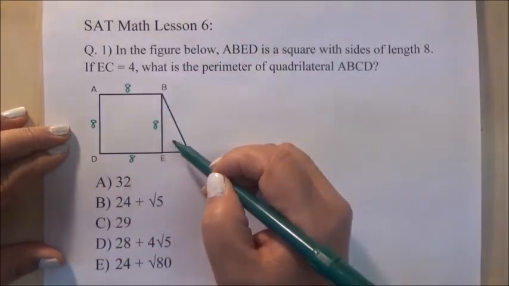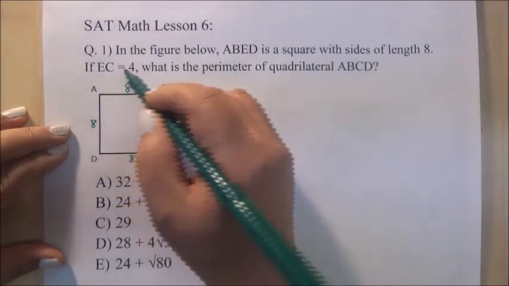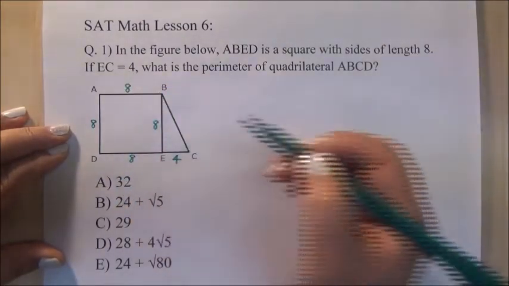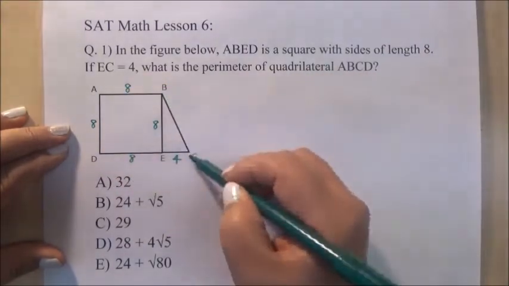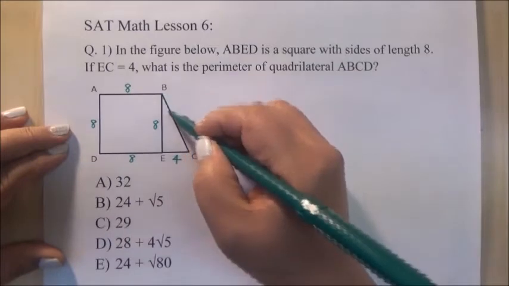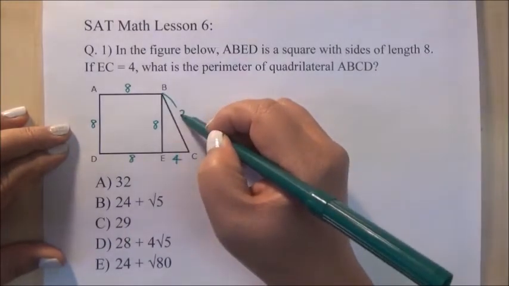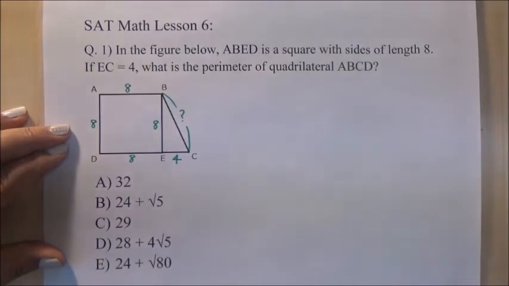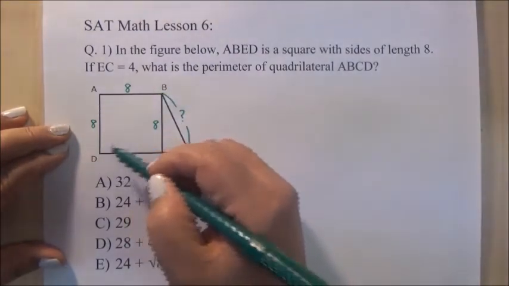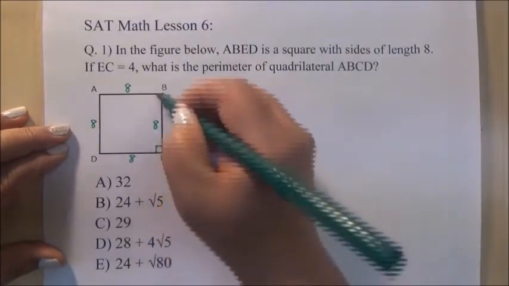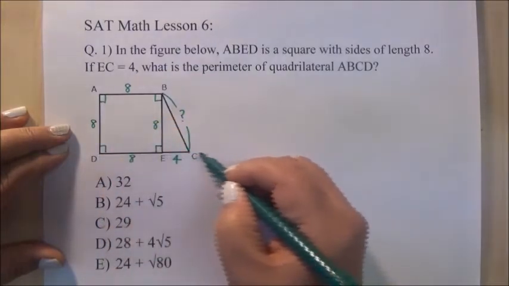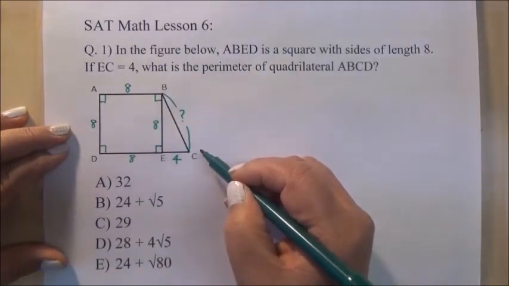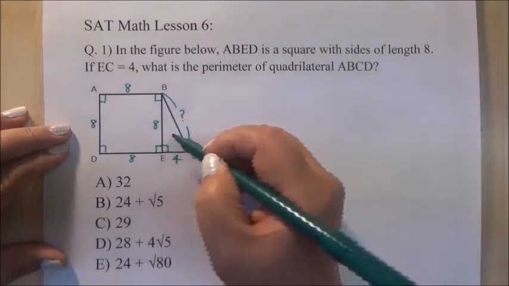And also we know EC is 4. And then we have to find the perimeter of quadrilateral ABCD. So we have to find BC. What is BC? So we know each angle of a square is a right angle. Everything is a right angle. And this is a straight line, so we can say this is a right angle too.